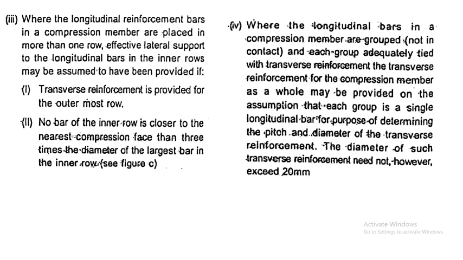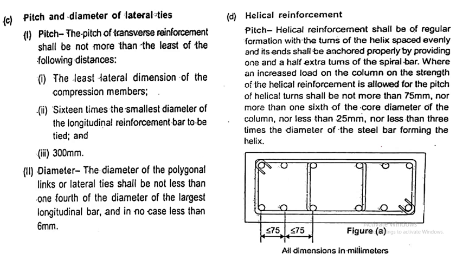Now, where the longitudinal reinforcement bars in a compression member are placed in more than one row, effective lateral support to the longitudinal bars in inner rows may be assumed under the following conditions. Transverse reinforcement is provided for the outermost row, and no bar of the inner row is closer. Let me show the diagram so that you can understand.